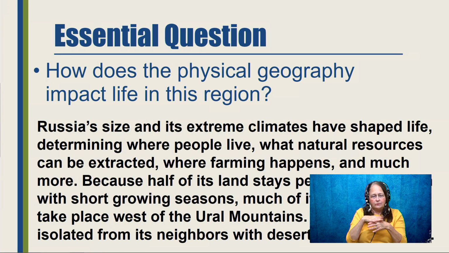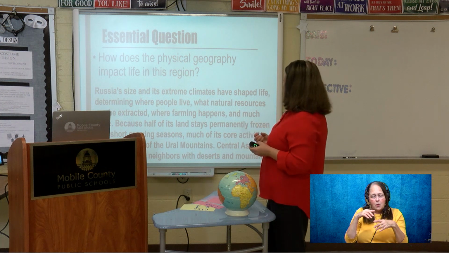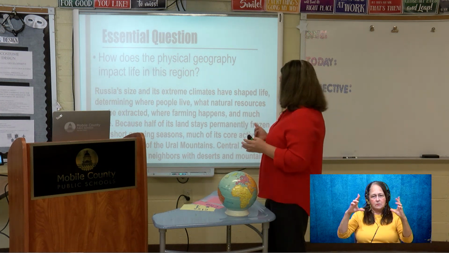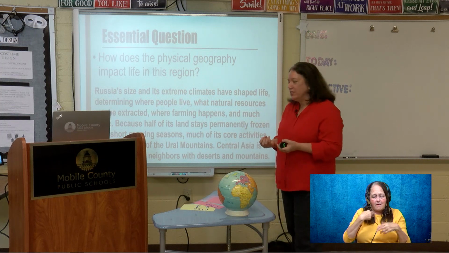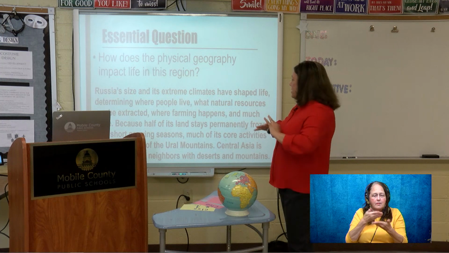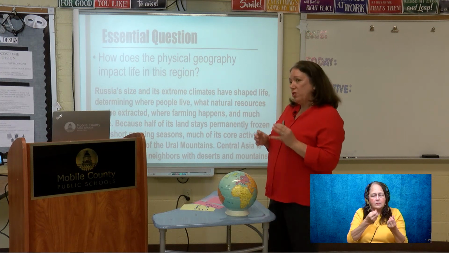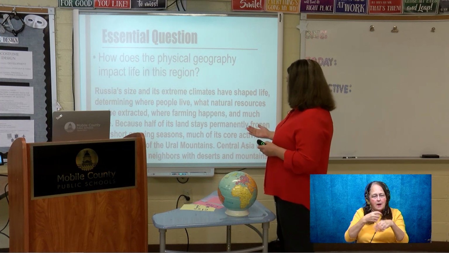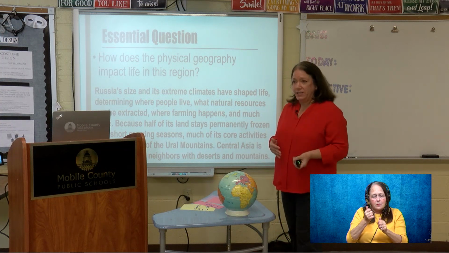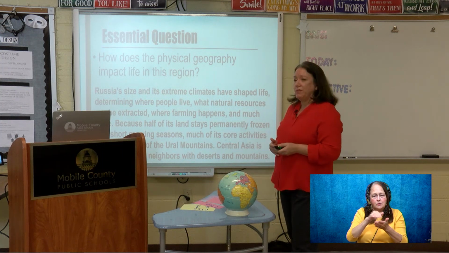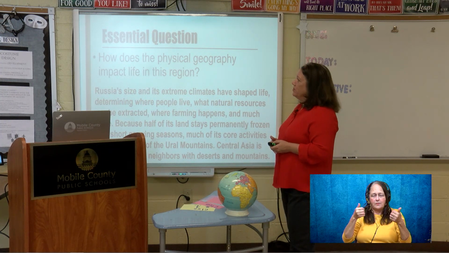We can look at Russia's size and its extreme climates. They have shaped life there. They determine where people live, what natural resources can be extracted from the ground, where the farming happens, and much more. Because its land stays permanently frozen with very short growing seasons, much of its core activities take place west of the Ural Mountains. And Central Asia is very isolated from its neighbors with deserts and mountains.